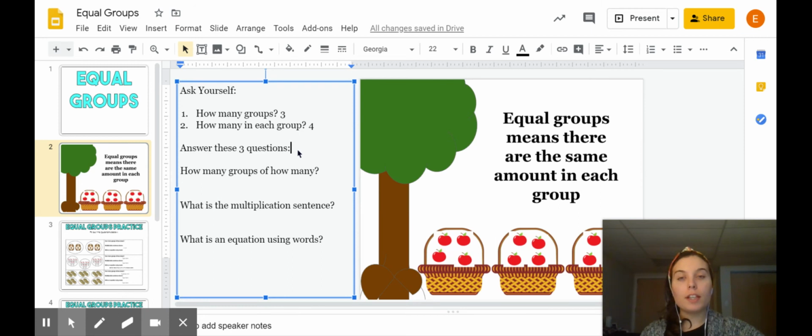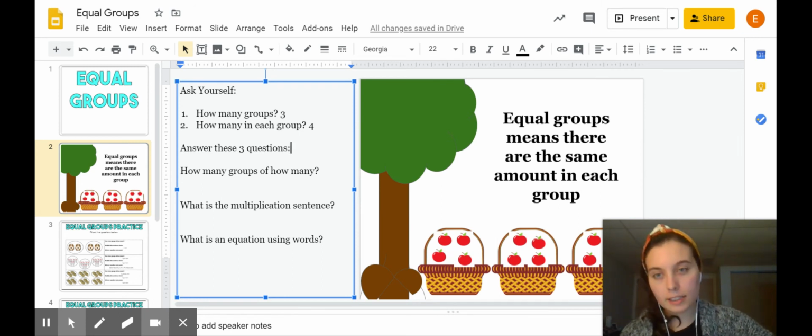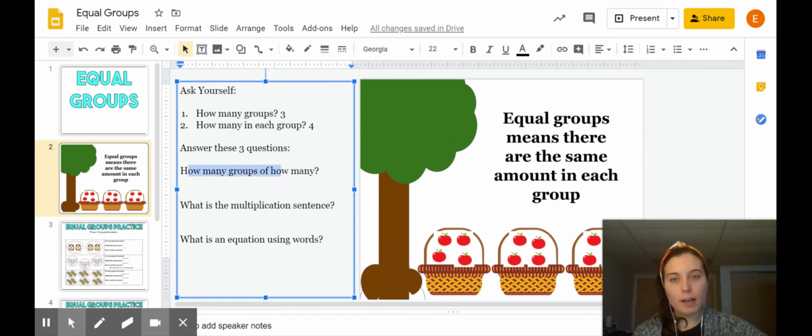Once you've asked yourself those two questions, how many groups and how many in each group, now you ask yourself these three questions, and you should be able to answer them. The first question is, how many groups of how many? Well, there are three groups of four. The next one says, what is the multiplication sentence? We've been doing multiplication sentences for a few days now, and you multiply the two numbers together. So it would be 3 times 4.